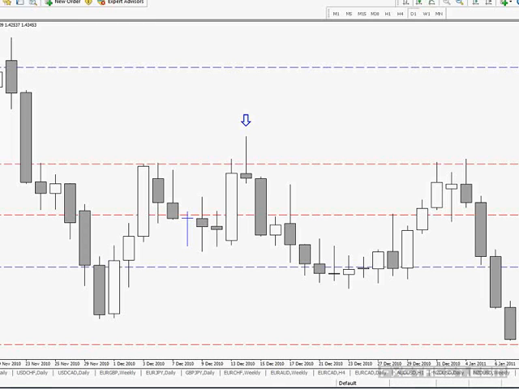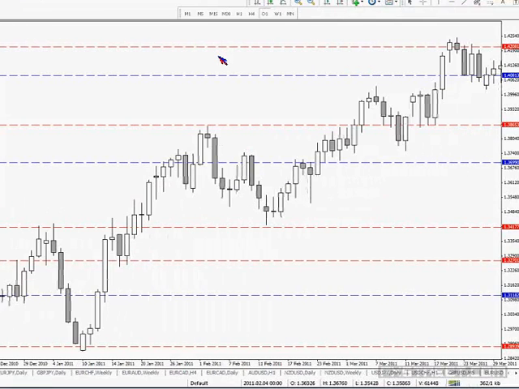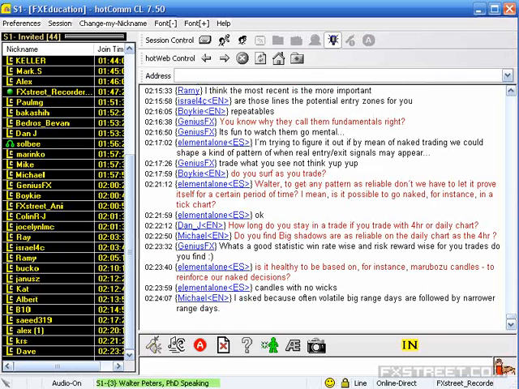Genius is asking, what's a good statistics win rate wise? Element alone, I have no idea what a Marubozu candle is. My charts look like this. However, I would say that those really good traders out there that I know, those traders that I've worked with that are doing really well, they often take some things that they learned and create their own system. So if you're looking at Marubozu candles, because they make sense to you, then I'd say go for it. So yeah.